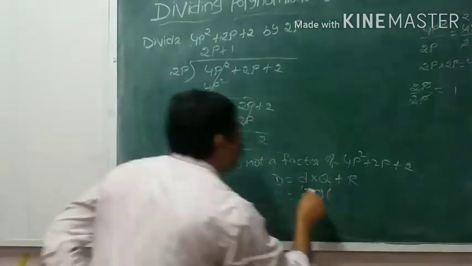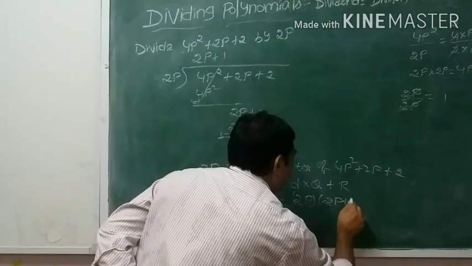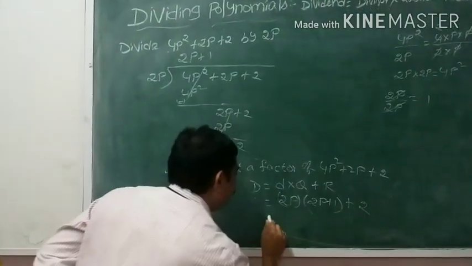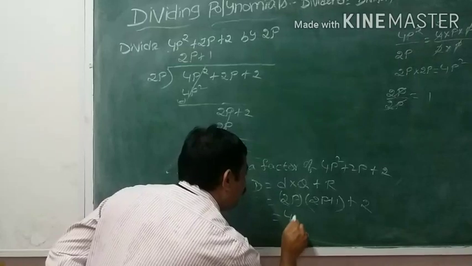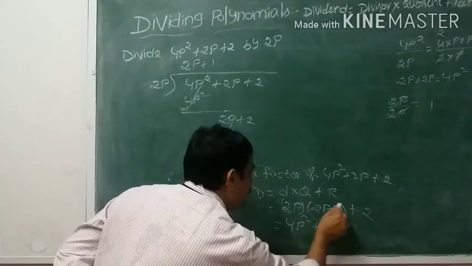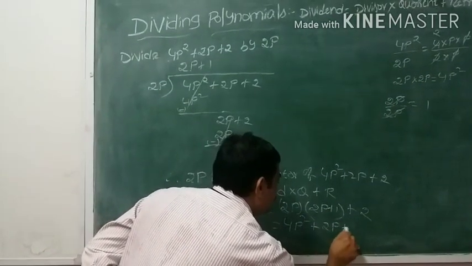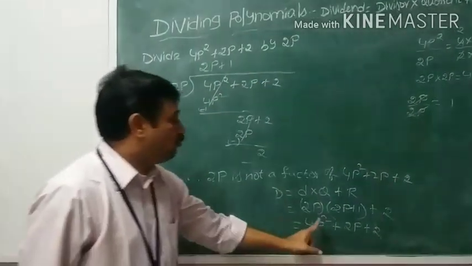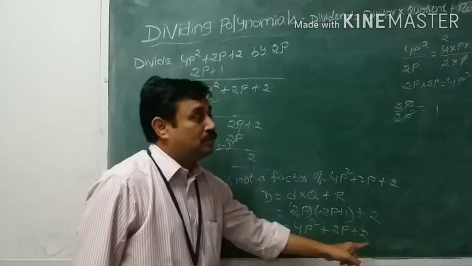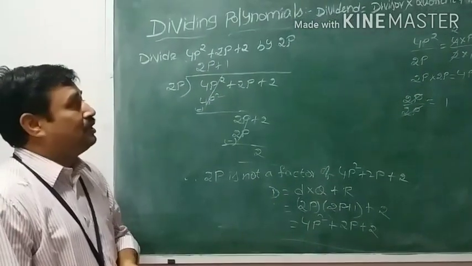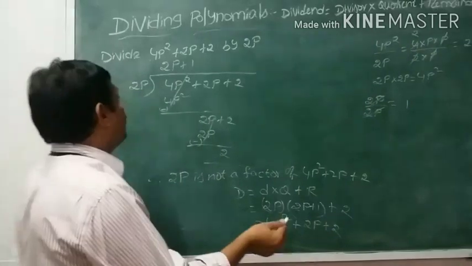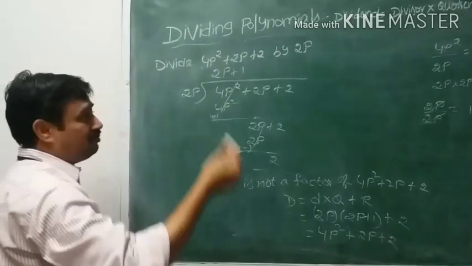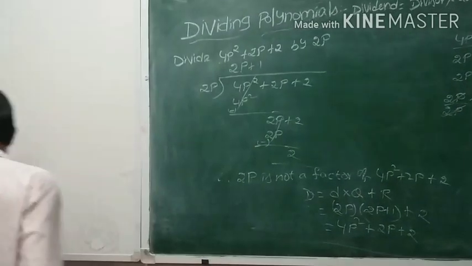into quotient 2p plus 1 plus remainder. Here what's the remainder? 2. Now 2 twos are 4p square plus 2p into 1, 2p plus 2. Now see this one, 4p square plus 2p plus 2. Here also we get 4p square plus 2p plus 2. So it's another example in this one. Now we will discuss another one with 2 terms. That means here only one term, no. For another sum we will discuss with 2 terms.